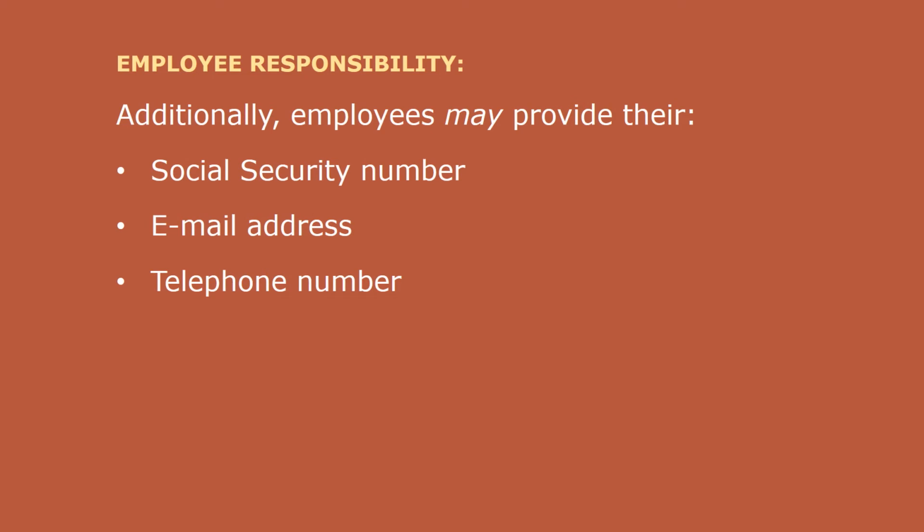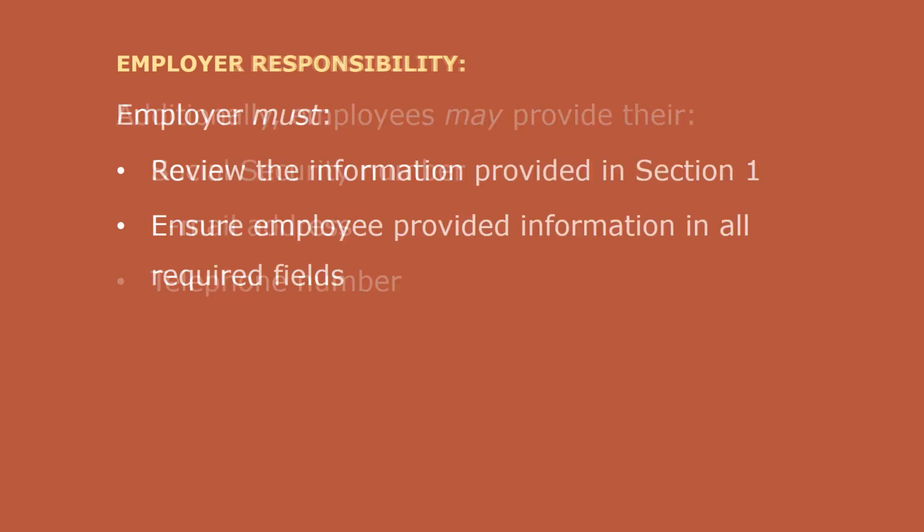Additionally, in Section 1, employees may provide their Social Security number. This is optional unless the employer uses E-Verify. They may also provide their email address, for the employee to receive email notifications if the employer uses E-Verify, and their telephone number. For Section 1, the employer must review the information provided by your employee and ensure that your employee provided information in all the required fields.